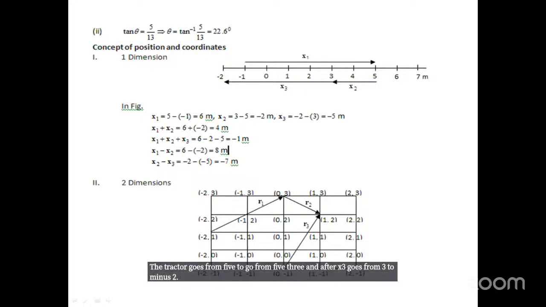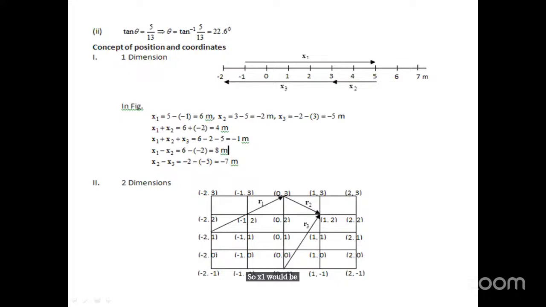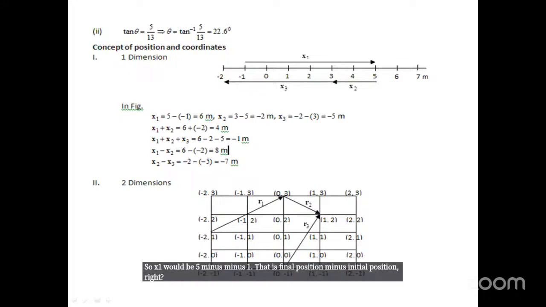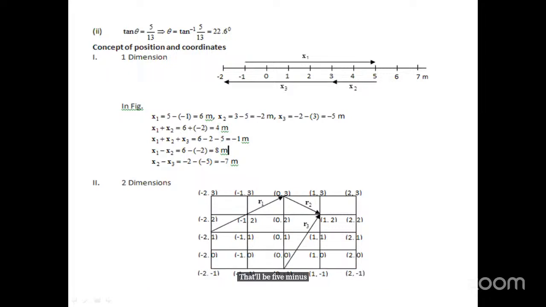So x1 will be 5 minus -1. That is final position minus initial position, right? That will be 6 meters. x2 will be 3 minus 5, which will be -2 meters. And x3 will be equal to -2 minus 3, which is -5 meters.